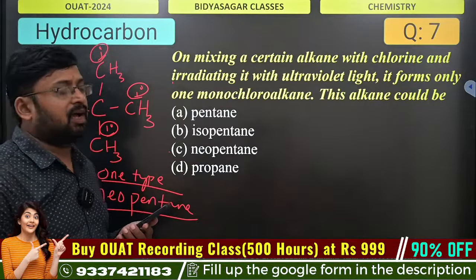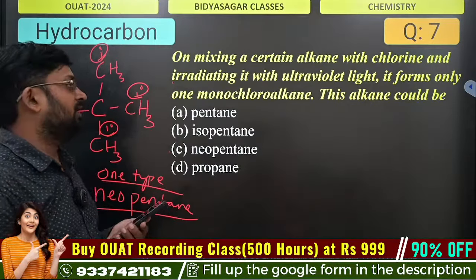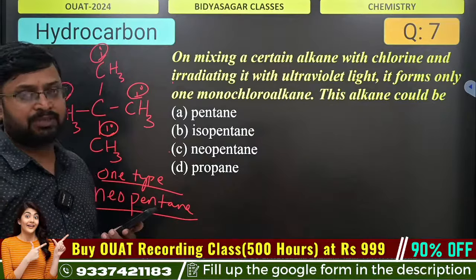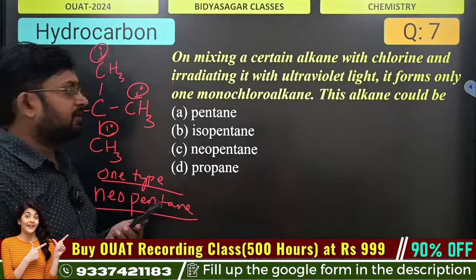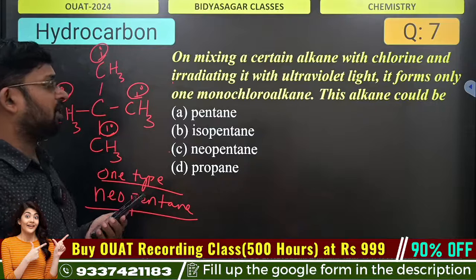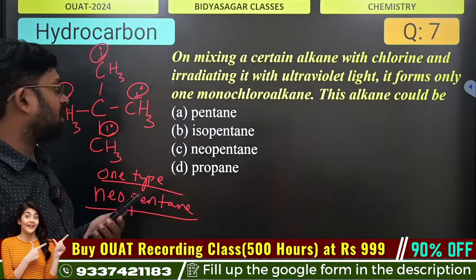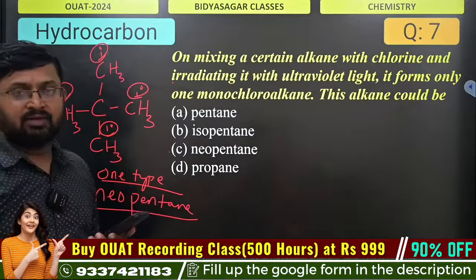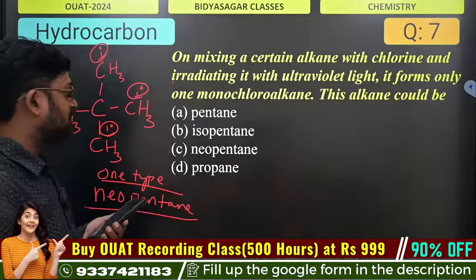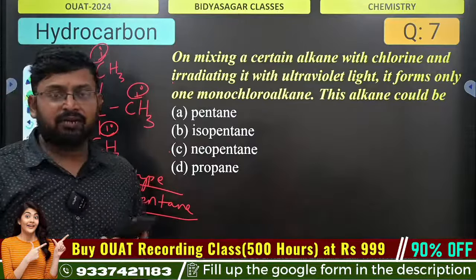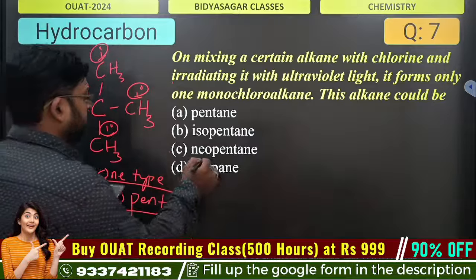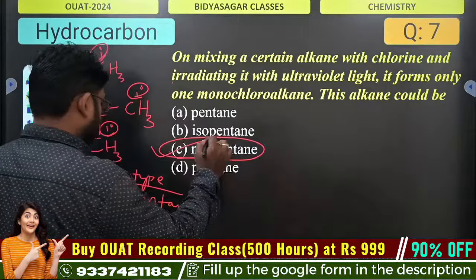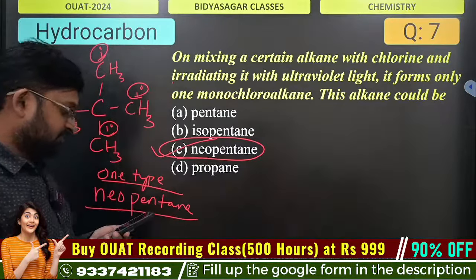If all three types of hydrogen are present, 1 degree, 2 degree and 3 degree, it will give you three types of monohalo derivatives. If only two types are there, then it will give you two types of monohalo derivatives. And if only one type of hydrogen is there, it will give you only one type of monohalo derivative. So neopentane is the correct answer. Answer C is correct.